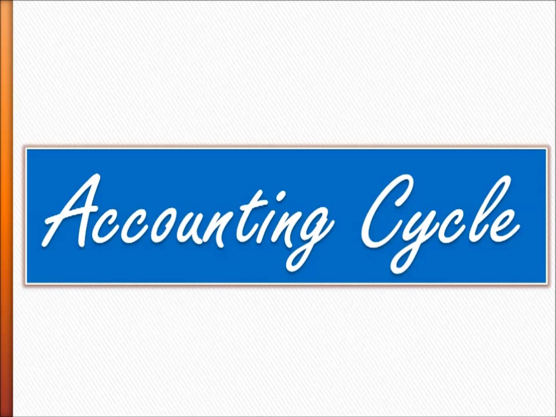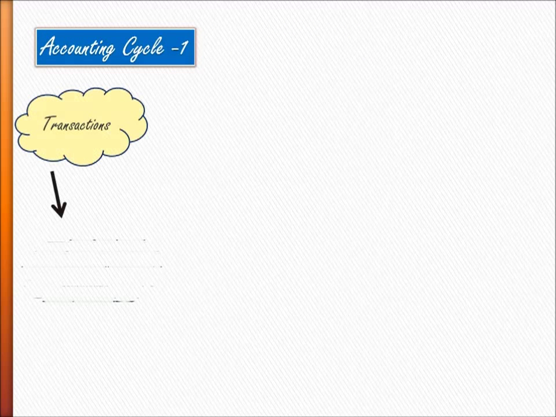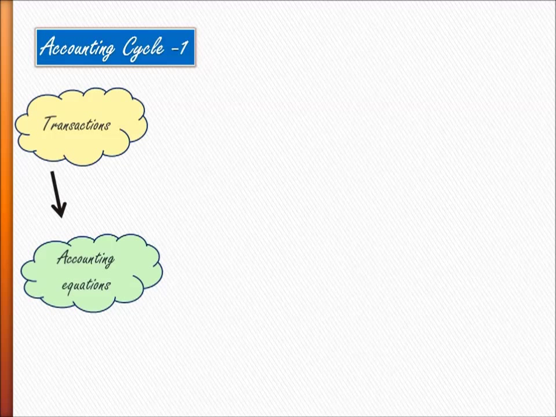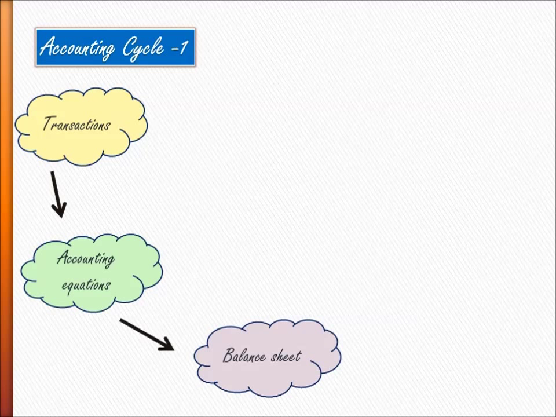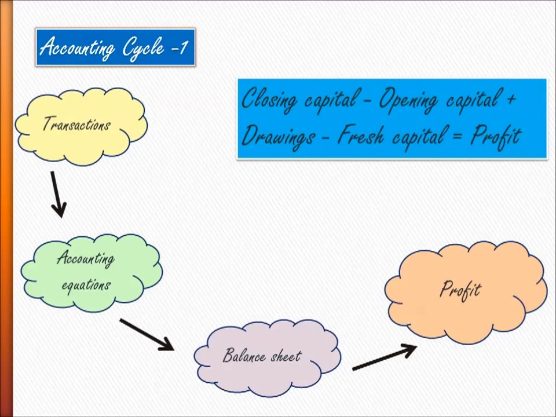So now we will take up a new accounting cycle. Previously we explained two accounting cycles. First, the transactions were converted into the accounting equation, and on the accounting equation the balance sheet was prepared and the profit was calculated by applying the formula: closing capital minus opening capital plus drawings minus fresh capital. So the ultimate purpose of accounting is to calculate the profit made during the year and the balance sheet at the end of the year.